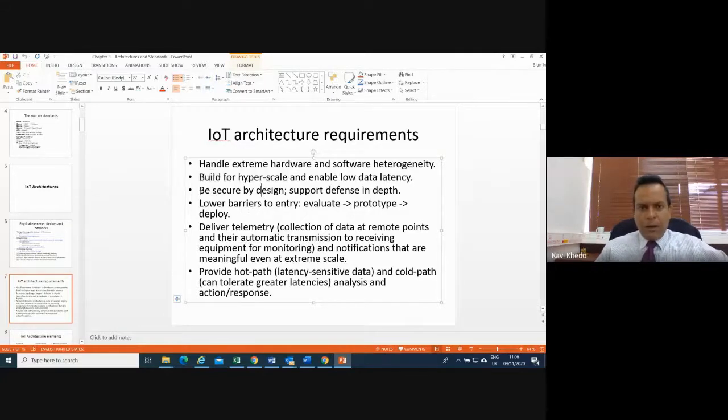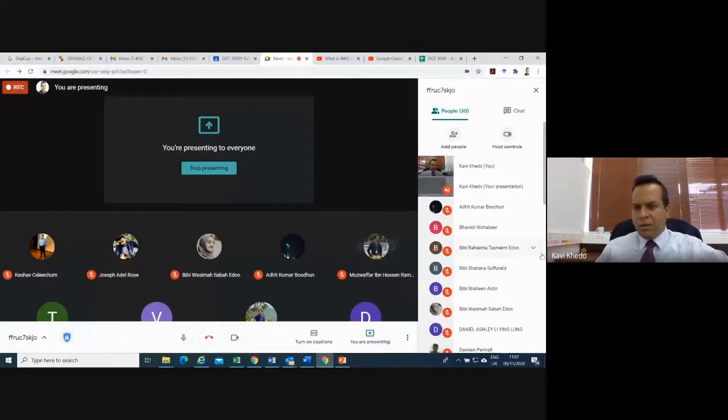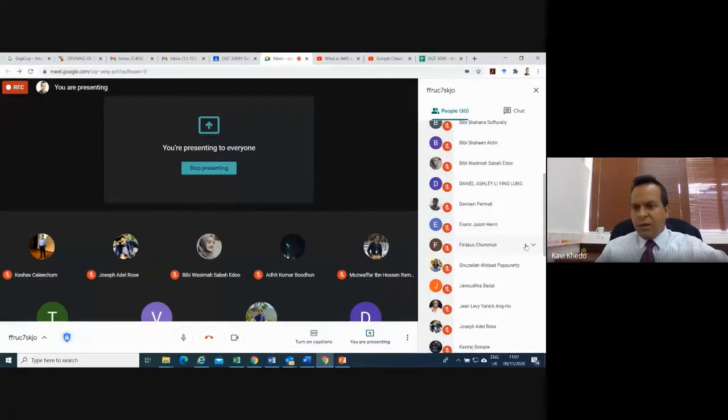Let me continue. Be secure by design, support defense in depth. Be secure by design. This is also an interesting point. So all of you know about security, but what is this idea of be secure by design? And this idea, most of the ideas that I'm discussing with you here, don't apply only to IoT architectures. They apply also to any new types of system that we are deploying, even in enterprises. It should be heterogeneous. It should have low data latency. And now we are talking about be secure by design. I want to discuss this as well. Even if we are proceeding quite slowly, never mind. The discussion is very important.